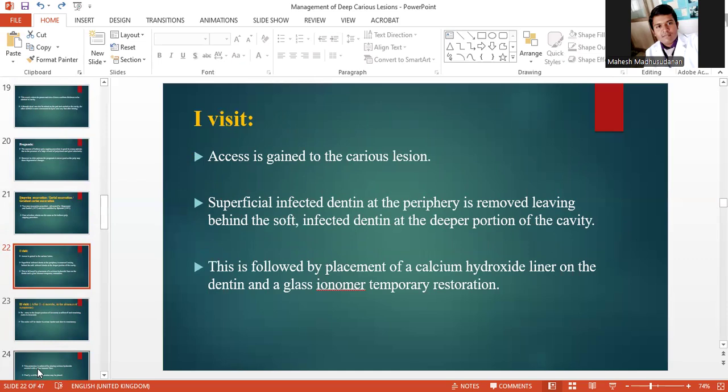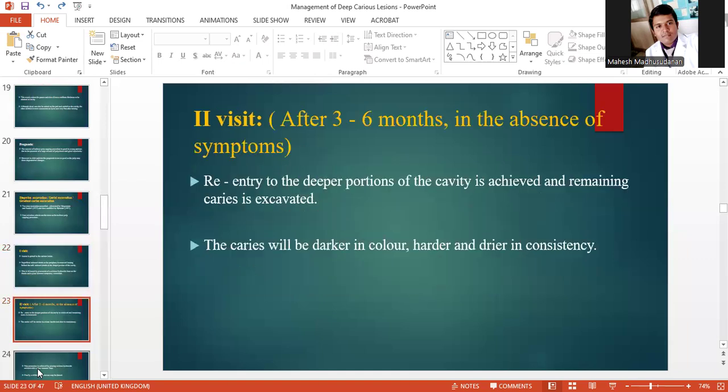Superficial infected dentin at the periphery is removed, leaving behind the soft infected dentin at the deeper portions, and this is followed by placement of a calcium hydroxide liner on the dentin and a glass ionomer temporary restoration.